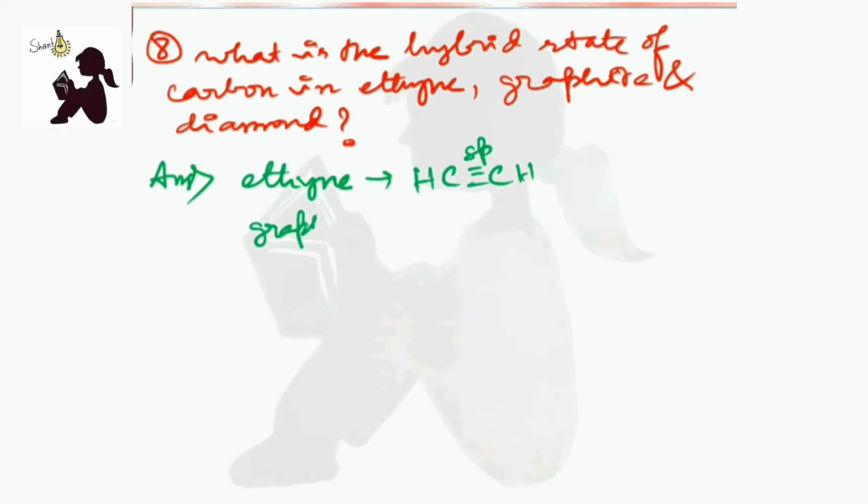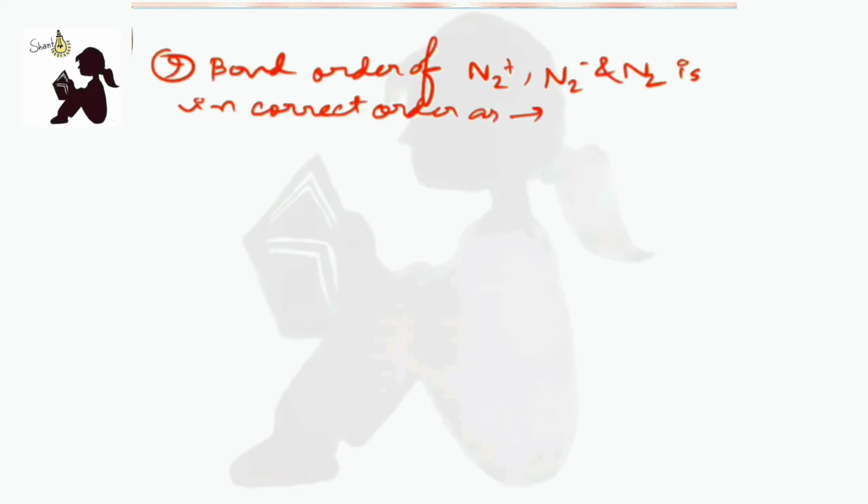In graphite, it's sp2. I have already told you that it is objective type. In diamond, it is sp3. So that's the answer of our eighth question.